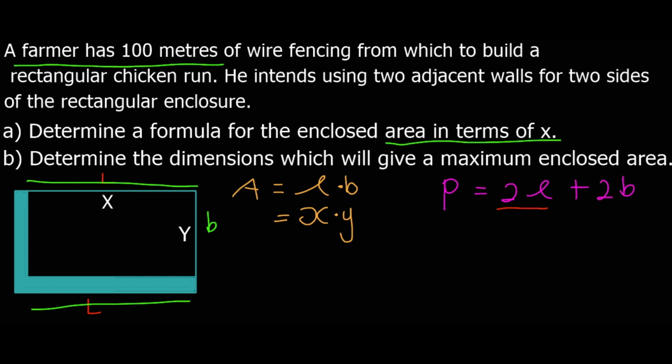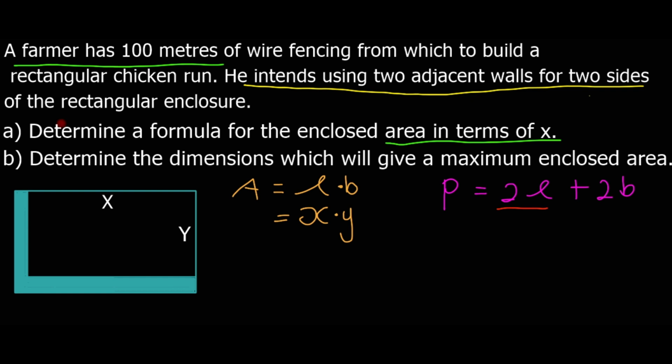But notice that this question says he intends using 2 adjacent walls for 2 sides of the rectangular enclosure. It means for this perimeter we are not using all the sides; he wants 2 adjacent sides, the sides that are next to each other. We say it is either this side and this side, or this side and this side, but either way is the same thing.